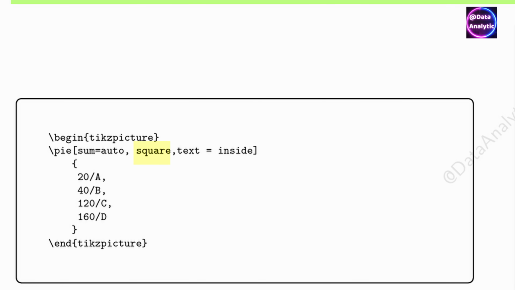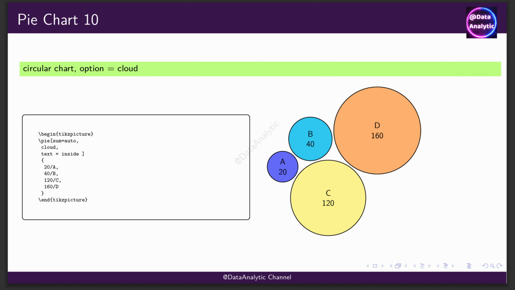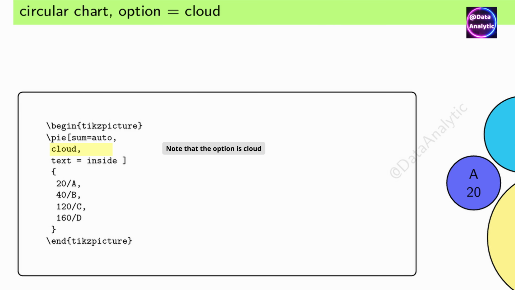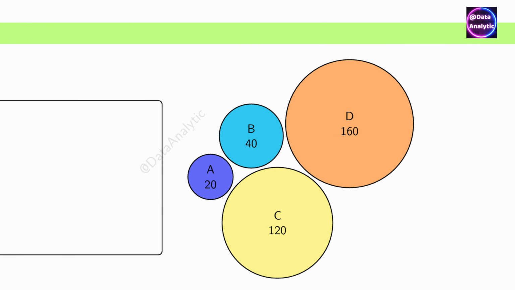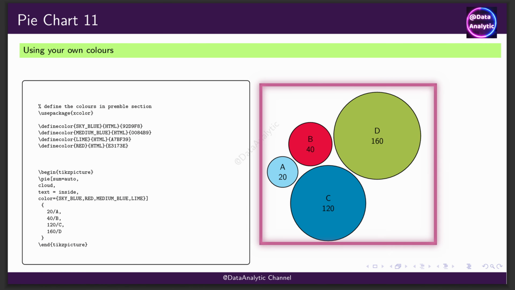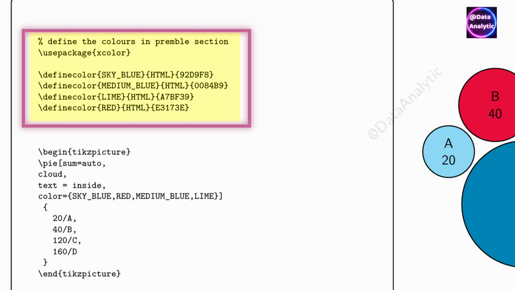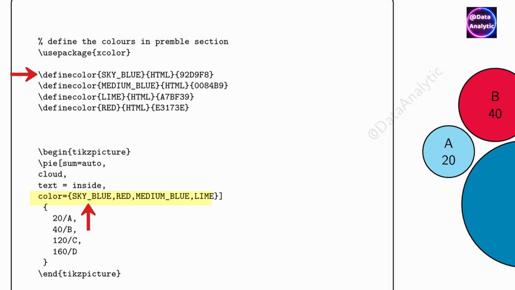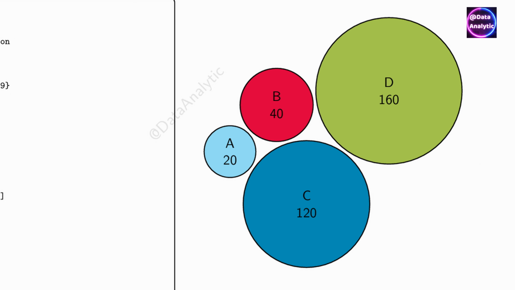And then you can obviously create a square pie chart also, or waffle chart. You can also create a cloud or a circular chart, which is like this. And you can also use your own colors. So in this case, I'm using my own colors. I've defined the HTML colors in this case, and then use that in a kind of an array. So 4 colors, because I got 4 different categories, and 1 for each. And this is what I get.